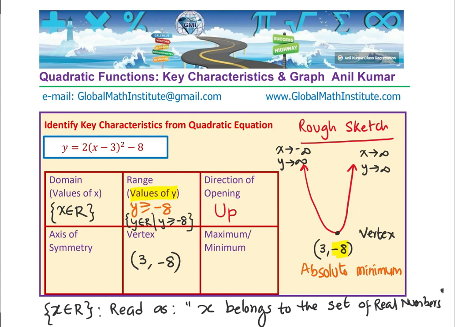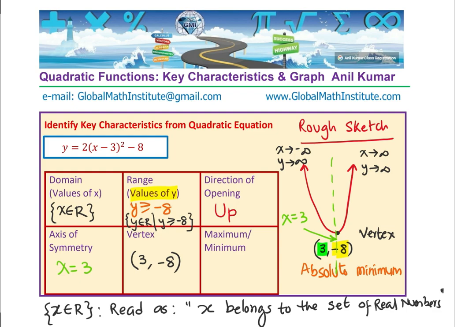Axis of symmetry. Every parabola has an axis of symmetry, and in this case, of course, it is at the vertex. The line which I am drawing now will always pass through the vertex, and we are actually looking at the x value, which in this case is 3. Therefore, the axis of symmetry is x equals 3. Students normally write just 3. 3 has no value in itself. You have to write the equation of this vertical line, the axis of symmetry, which is x equals 3.